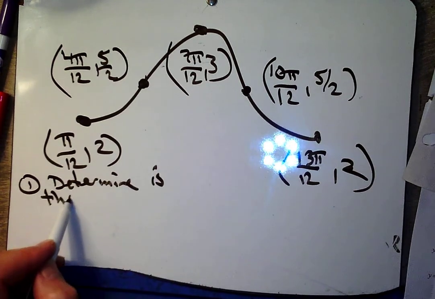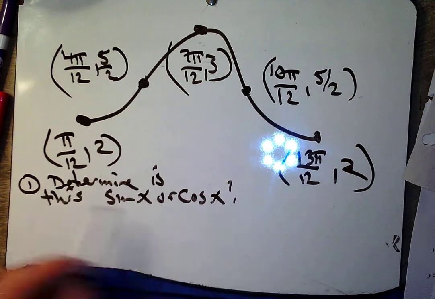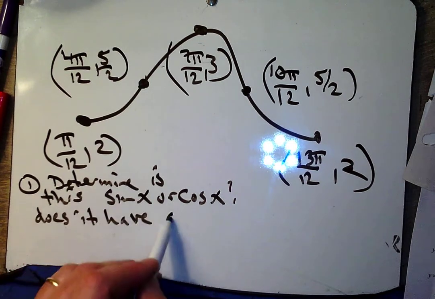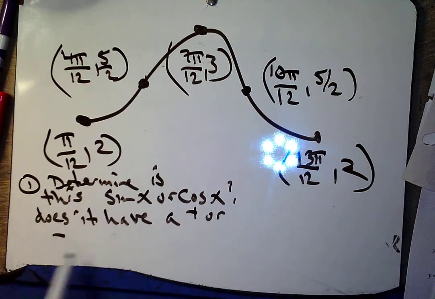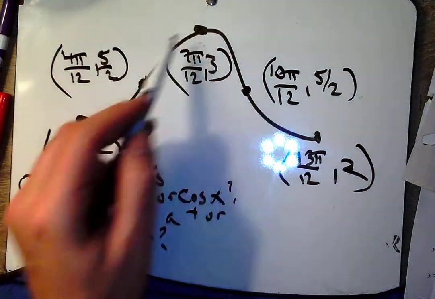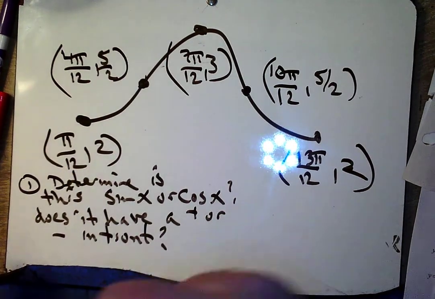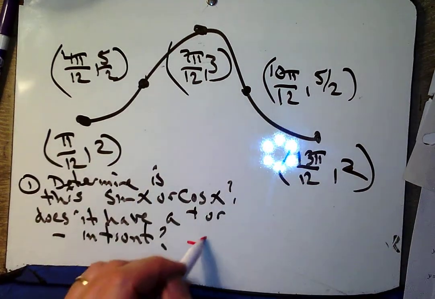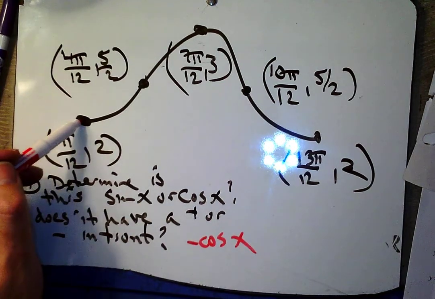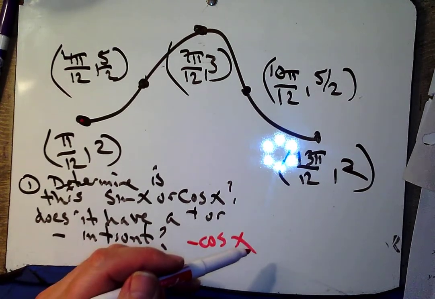is this sine or cosine? Does it have a positive or a minus in front? Well, this shape should be familiar to us. We should be able to tell just by looking at this graph that we're going to be working with a negative cosine. Negative cosine starts low, goes high, and comes back down again. I would go with negative cosine.